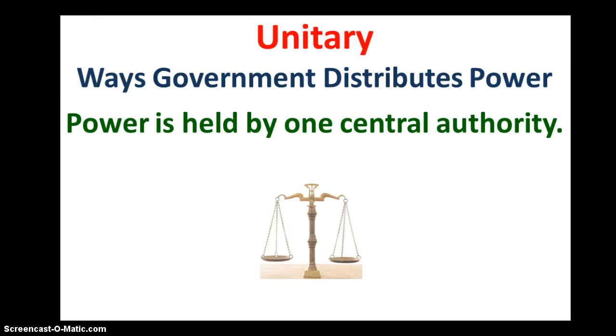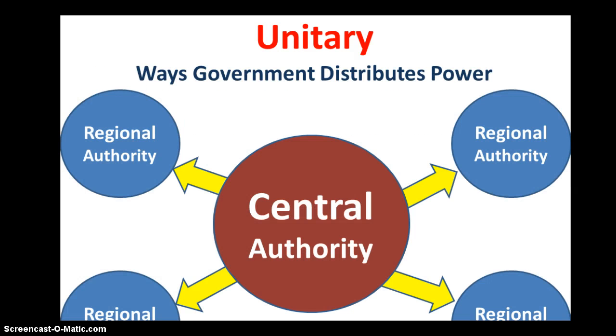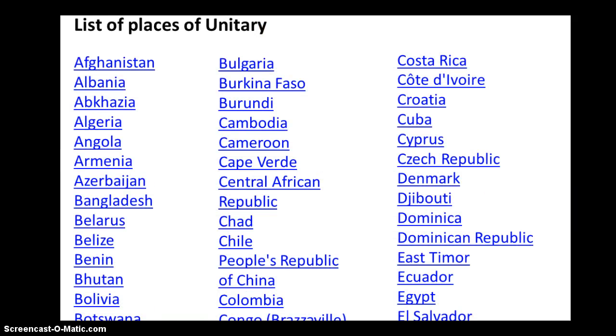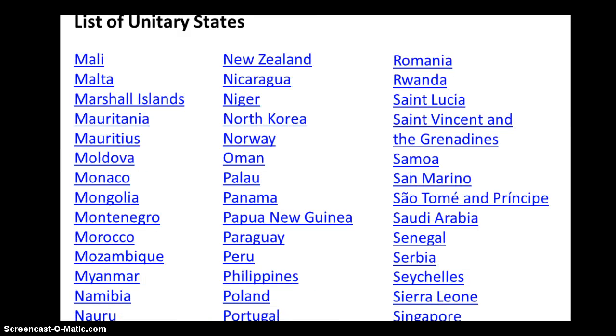Then we have unitary, where uni means one, and power is held by one central authority. And as you know, we discussed this. And here again, you can see the arrows pointing out to the regions, where the central authority is telling the regions what to do. The list of countries that have a unitary government.